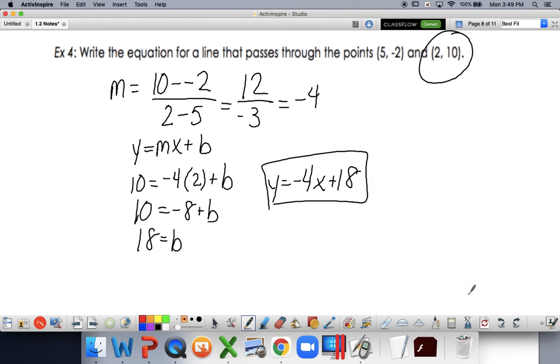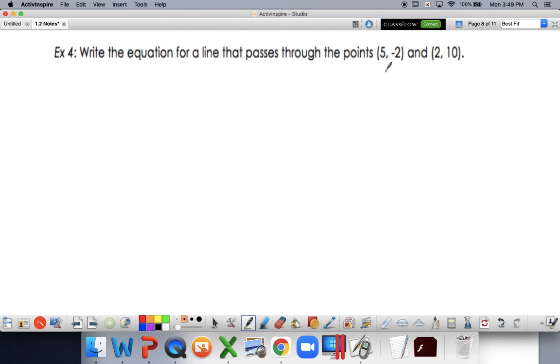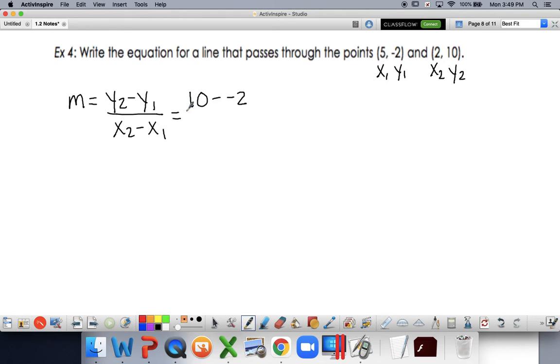Let's go ahead and do this example. Sorry, I had that saved in there from last class. Here's my x1, my y1, my x2, and my y2. So I've got to do my first step, which is calculating my slope. Remember, it's y2 minus y1 over x2 minus x1. I get 10 minus negative 2 over 2 minus 5. 12 over negative 3, I get a slope of negative 4.